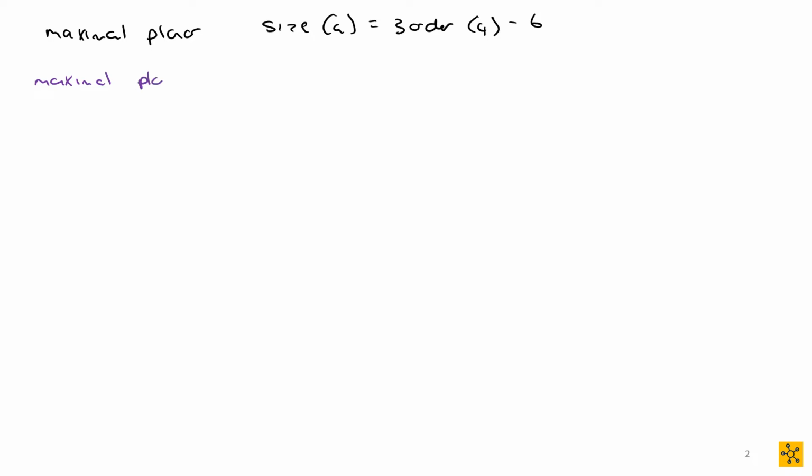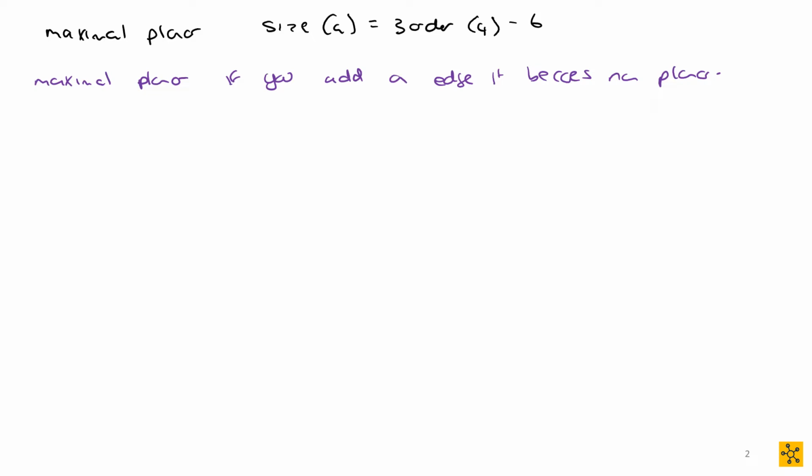Okay, so our previous theorem told us that if G is maximal planar, then the size of G is equal to 3 times the order of G minus 6. And now, from our definition of maximal planar, we said that if we had to add another edge to it, it becomes non-planar. So remember, maximal planar: if you add an edge, it becomes non-planar.